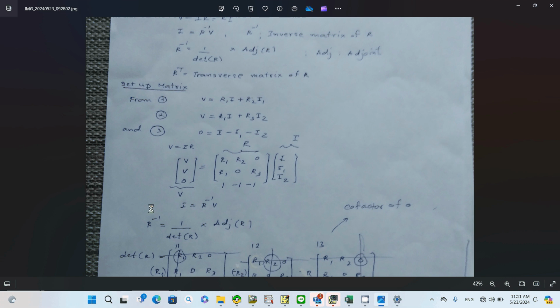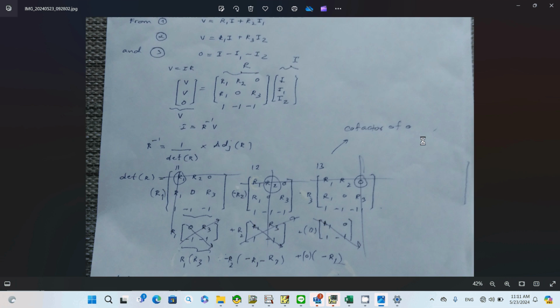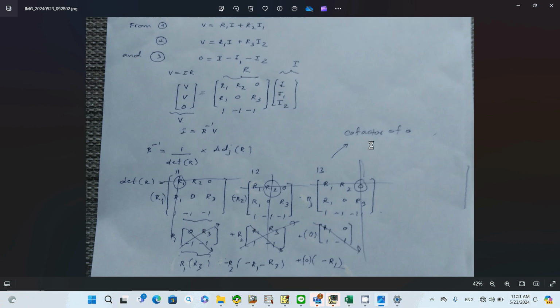But the pain in the neck is that you need to look for adjoint R and determinant R. Sometimes you do not work on this matrix so often, so sometimes you forget. That's why you need to recall it. Let's take a look at how to find the determinant of R. Determinant of R, you can work out.